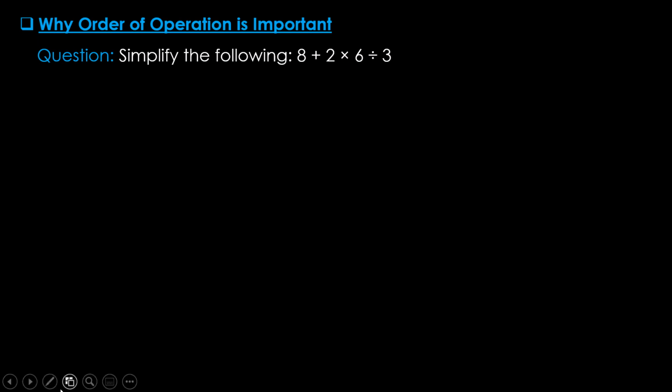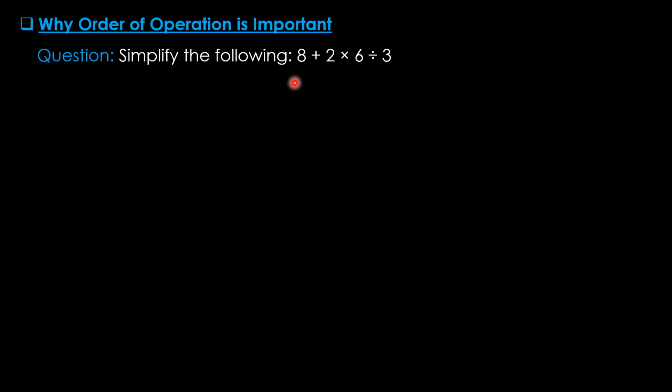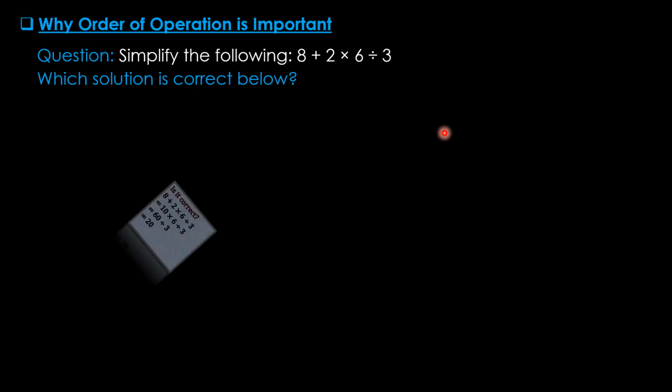Let's start. Why is order of operations important? Suppose there is a question, let's solve this. Simplify the following. It's a very simple problem, but we have to see why the order of operations is important. Suppose 8 plus 2 times 6 divided by 3. In order to understand this, I have different solutions here. Which solution is correct below? We have to decide.